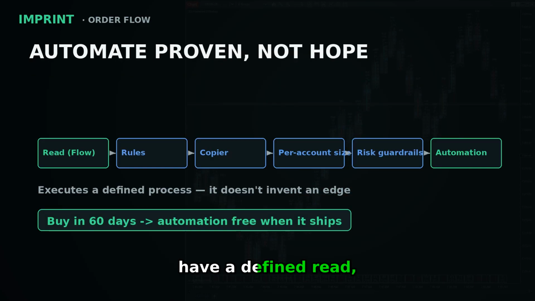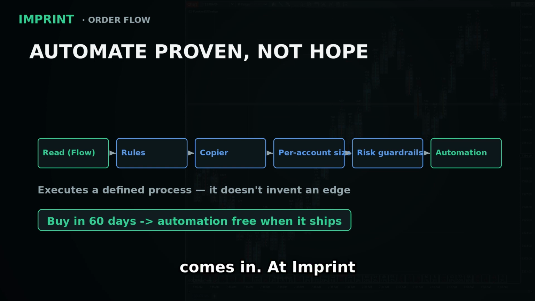If you have a defined read, defined risk, account-specific sizing, a copier that distributes the decision, and a risk manager that enforces the boundary, then the last bottleneck is the human click. That's where automation comes in.